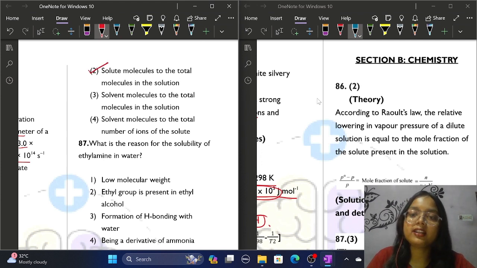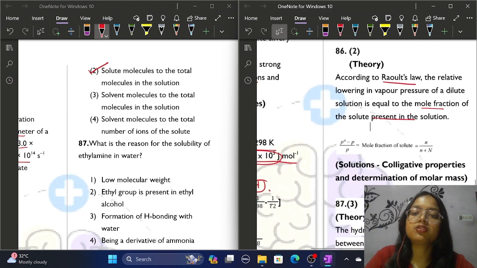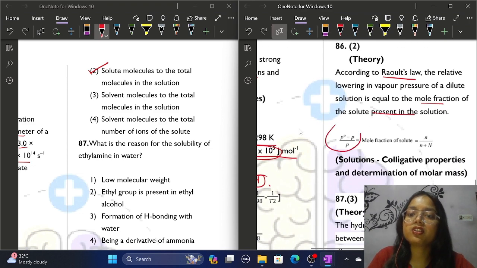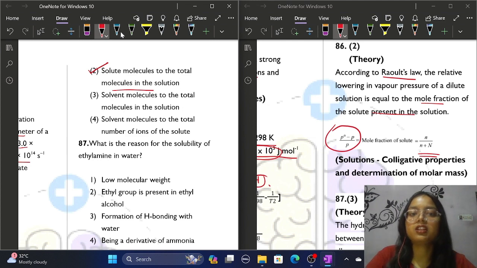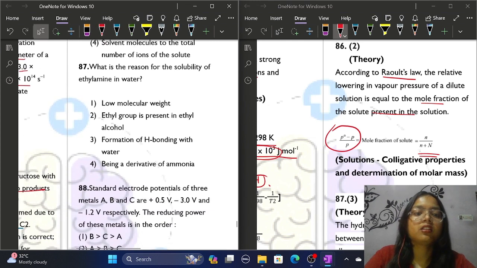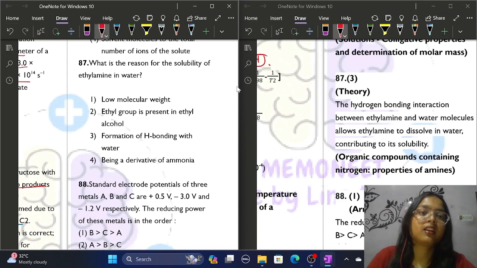Why is it so? Because according to Raoult's law, the relative lowering of vapor pressure of a dilute solution is equal to the mole fraction of the solute present in the solution, which is also given here: the solute molecules to the total molecules of the solution, right? The next question, question number 87. We are almost going to complete it. So let's be with me.